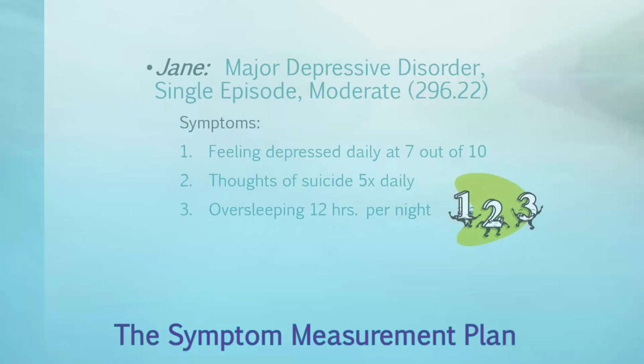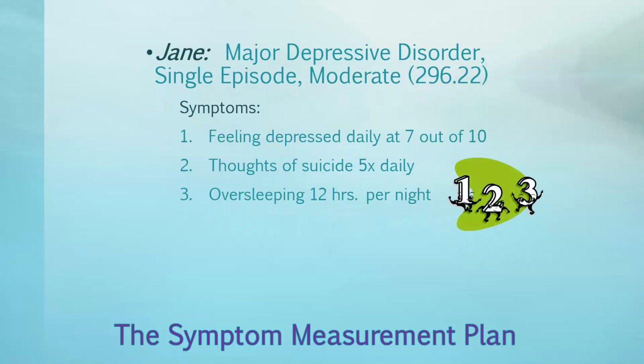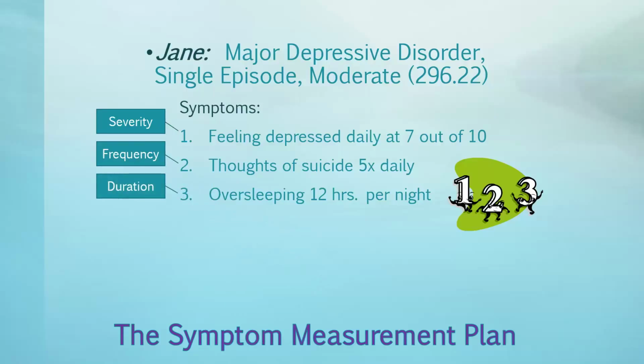As you can see from our example, Jane's baseline has one of each. A severity measure, feeling depressed daily at 7 out of 10. A frequency measure, thoughts of suicide 5 times daily, and a duration measure, oversleeping 12 hours per night. If your patient's measures are on your session checklist, you won't forget to cover them.